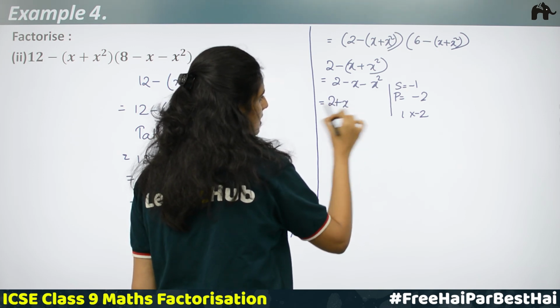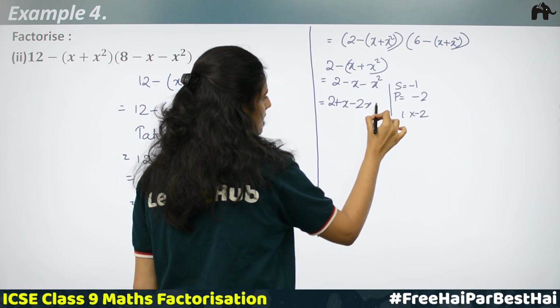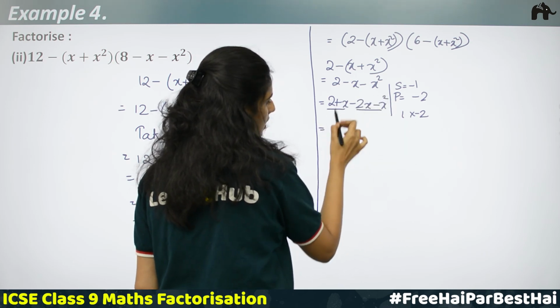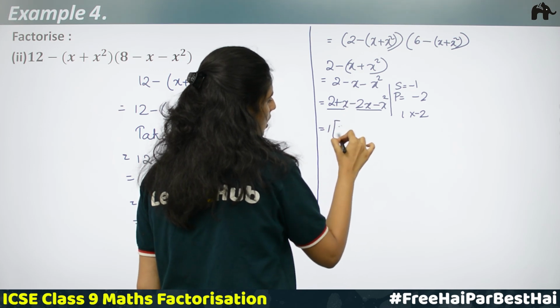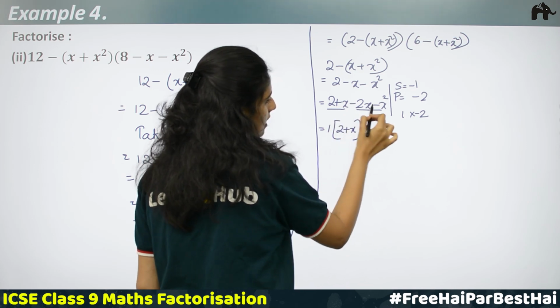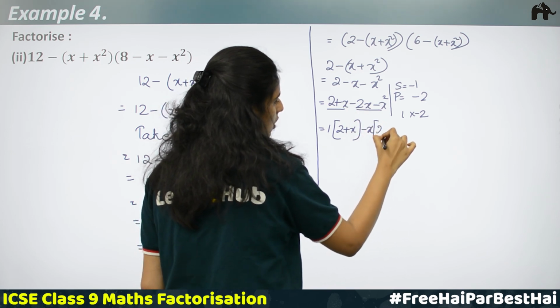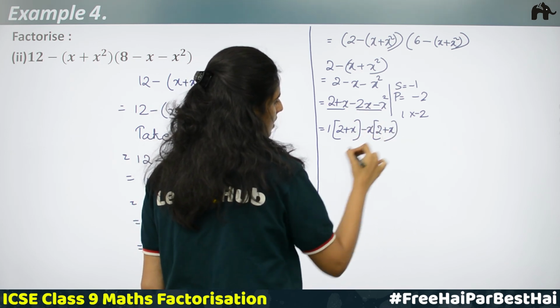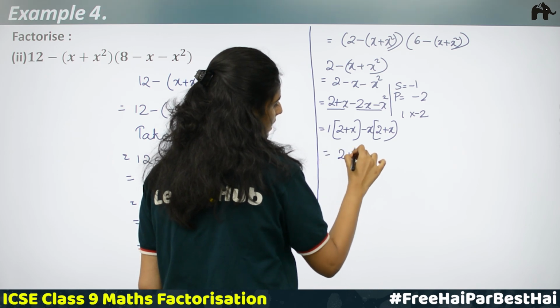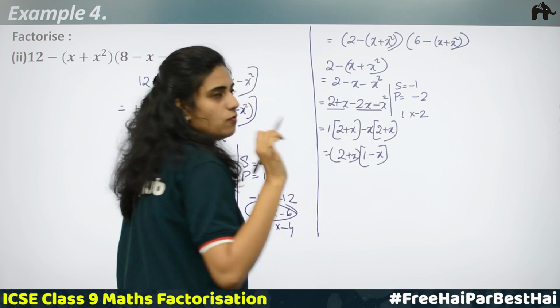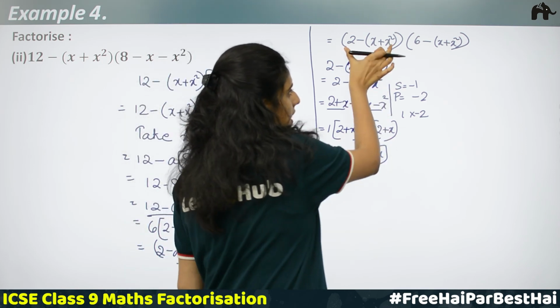plus x minus 2x minus x square. Now on grouping, what is common? Here we don't have anything common. So 1 taken out, 2 plus x. Here we have minus x common, minus x taken out, 2 plus x. So 2 plus x is a common factor taken out, then you have 1 minus x. 2 plus x into 1 minus x. Okay, so this part is clear.